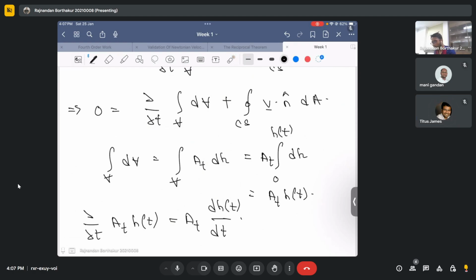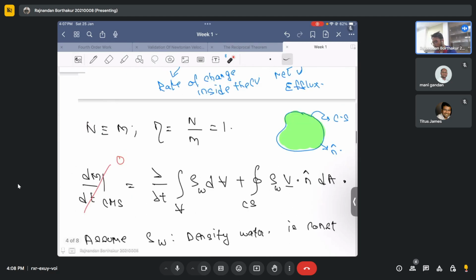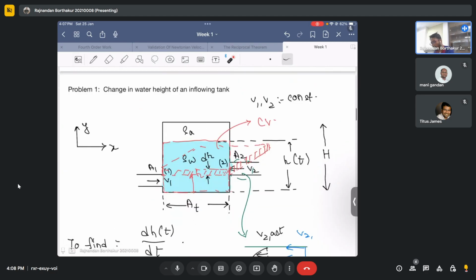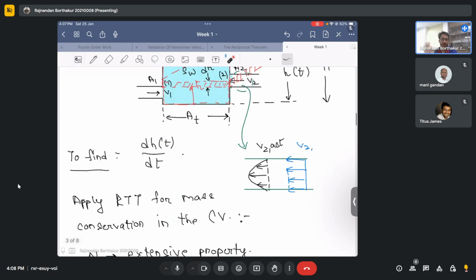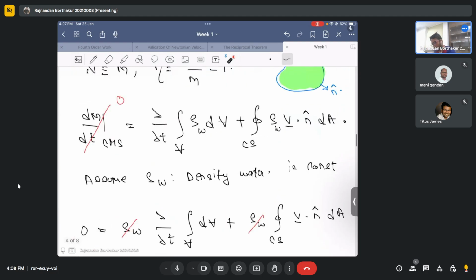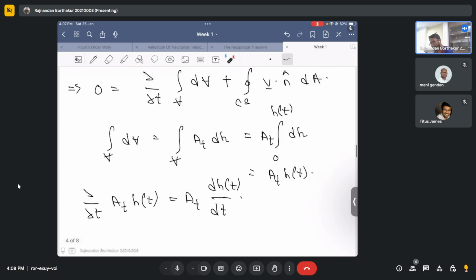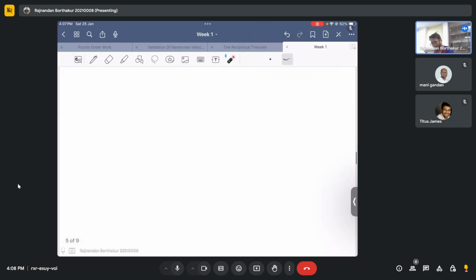So the first term is now done. The first term just simplifies to A_t times dh/dt. And just for the ones who joined late, we are dealing with the first problem only. We are solving a problem where, if there is inflow of water coming from these two sides, we calculate the rate at which the height of the water would change with time. And we are applying the Reynolds transport theorem using mass conservation to solve this problem. That's the brief summary at this point of time.